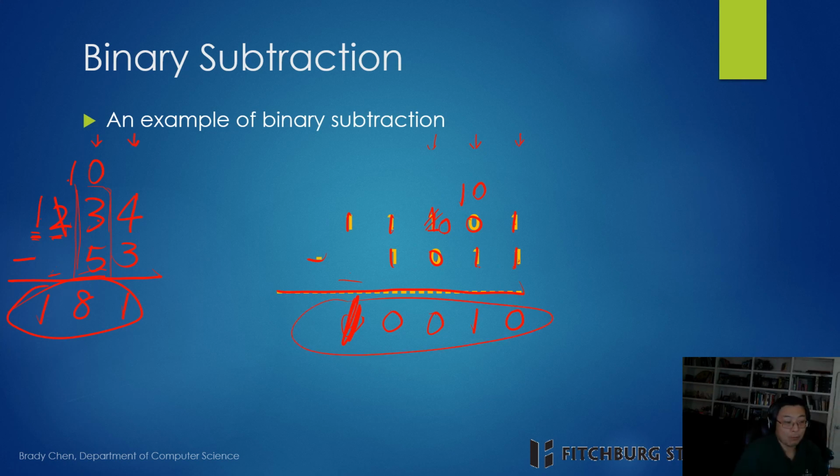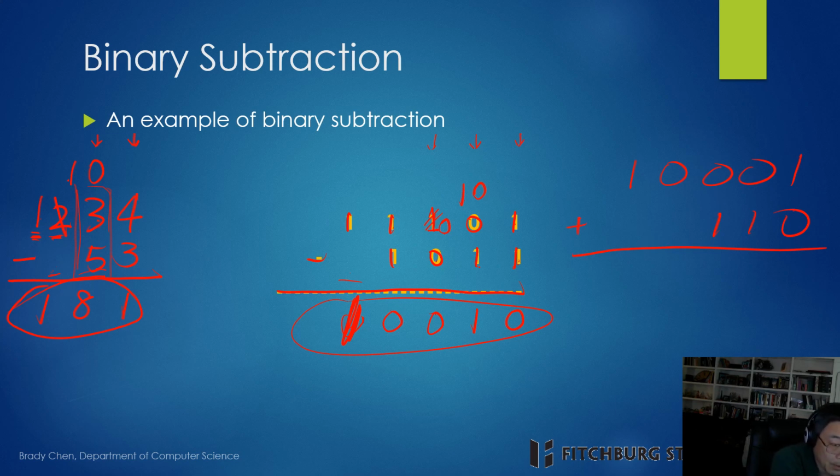So that's a really simple example. Now sometimes the subtraction will be a little bit more complicated. So let's take a look at this one. It's 1, 0, 0, 0, 1, and then 1, 1, 0. Let's take a look at this one.